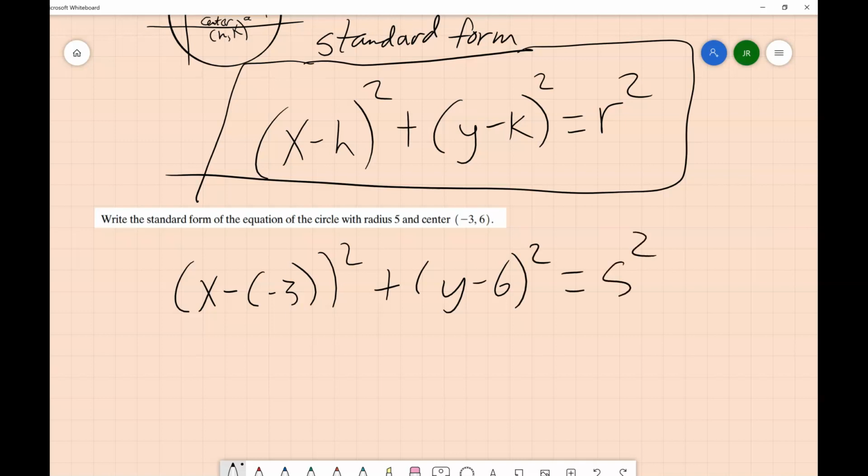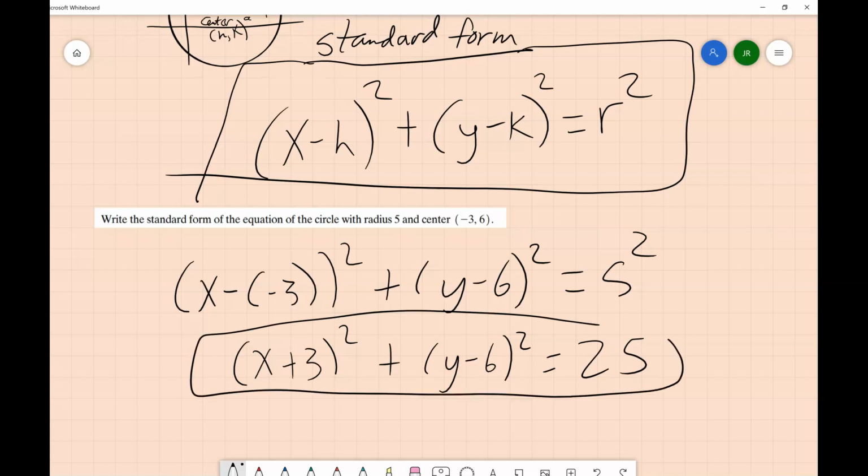Now let me clean that up some. Instead of minus -3, it would be better to write x plus 3 squared plus y minus 6 squared equals 5 squared, which is just 25. So here is the equation of that circle that it asked me to find, and it's in standard form.